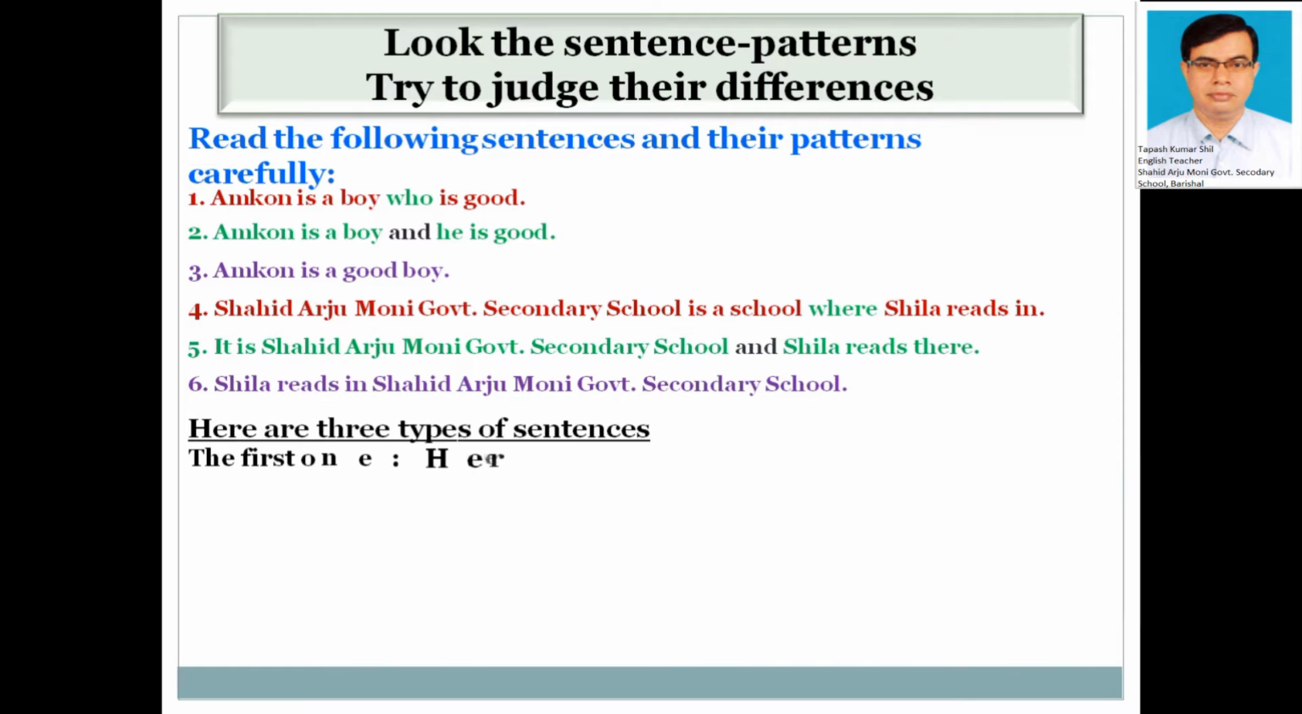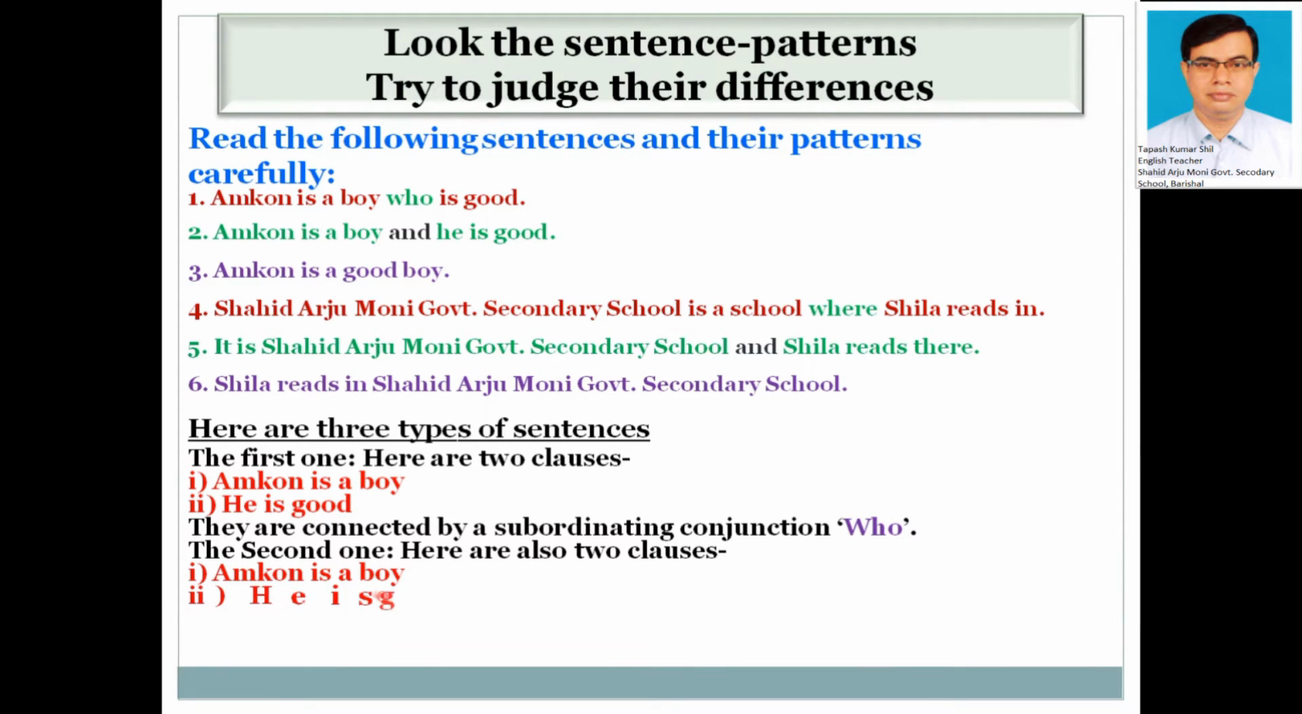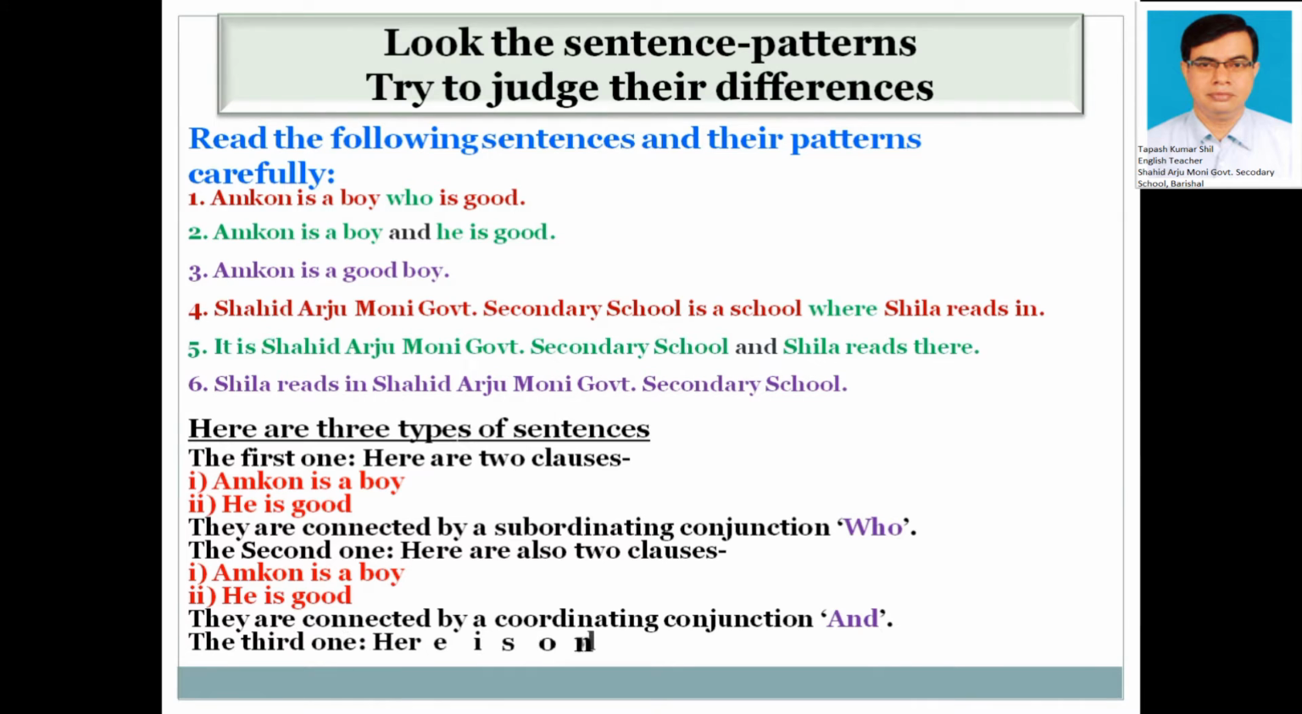Here are three types of sentences. First one, here are two clauses. Ankon is a boy. He is good. They are connected by a subordinating conjunction, who. The second one, here are also two clauses. Ankon is a boy. He is good. They are connected by a coordinating conjunction, and. And the third one, here is only one clause. Same case is with the last three sentences.